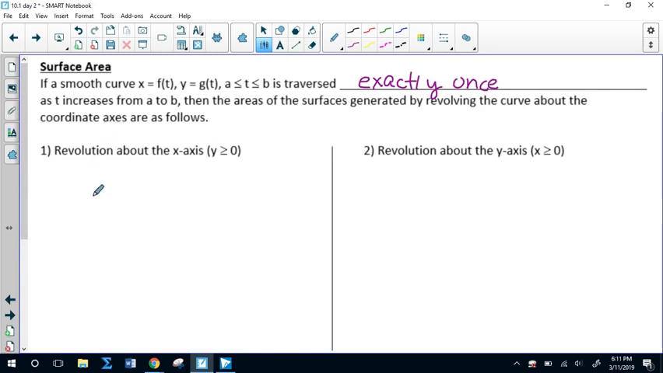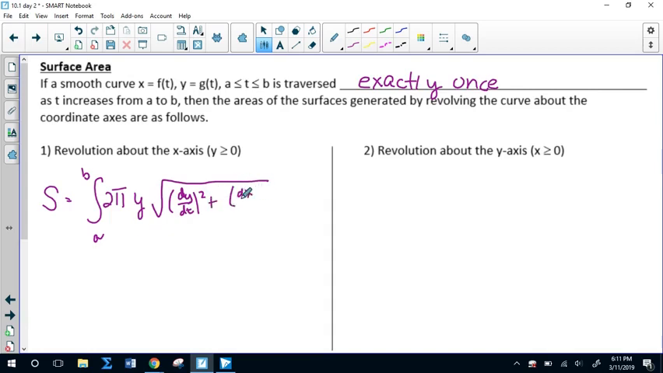So if you're going to revolve this about the x-axis, then the surface area is equal to the integral from a to b, 2 pi. So now we're revolving around the x-axis, so this is going to be a y. So 2 pi y times the square root of dy dt squared plus dx dt squared dt.